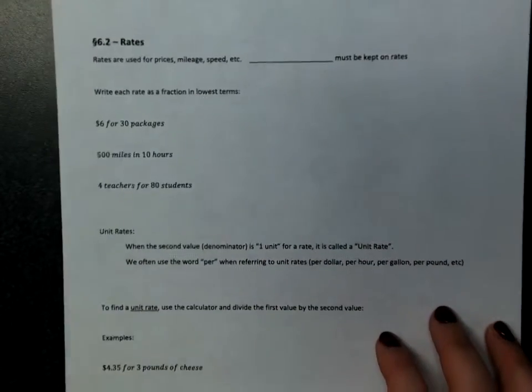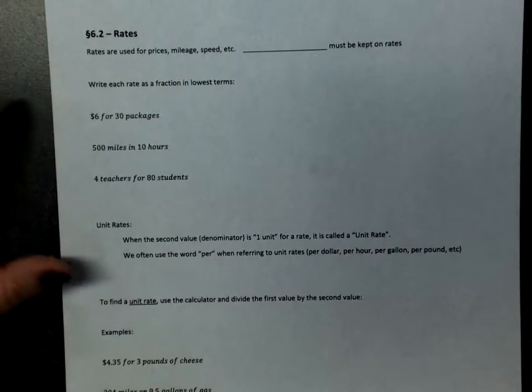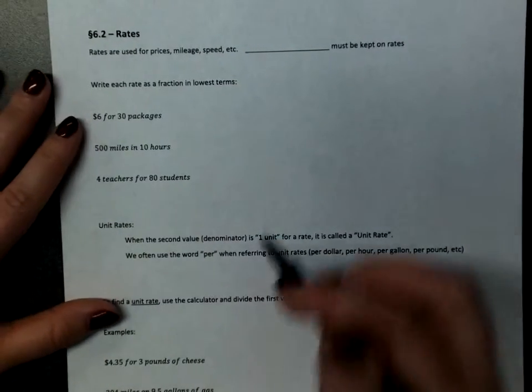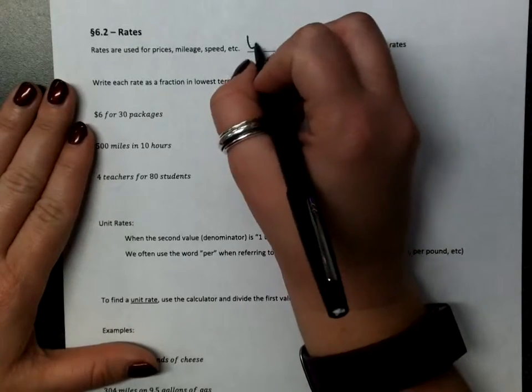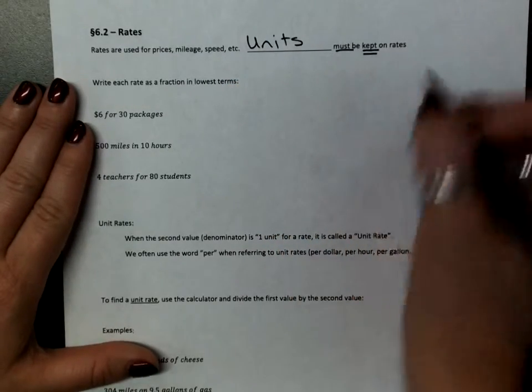This is section 6.2 in your textbook on rates, similar to ratios, just with a little bit of extra information. Rates are used for prices, mileage, speed, whatever. You can use rates for a lot of different things. The difference here is that the units must be kept on rates.